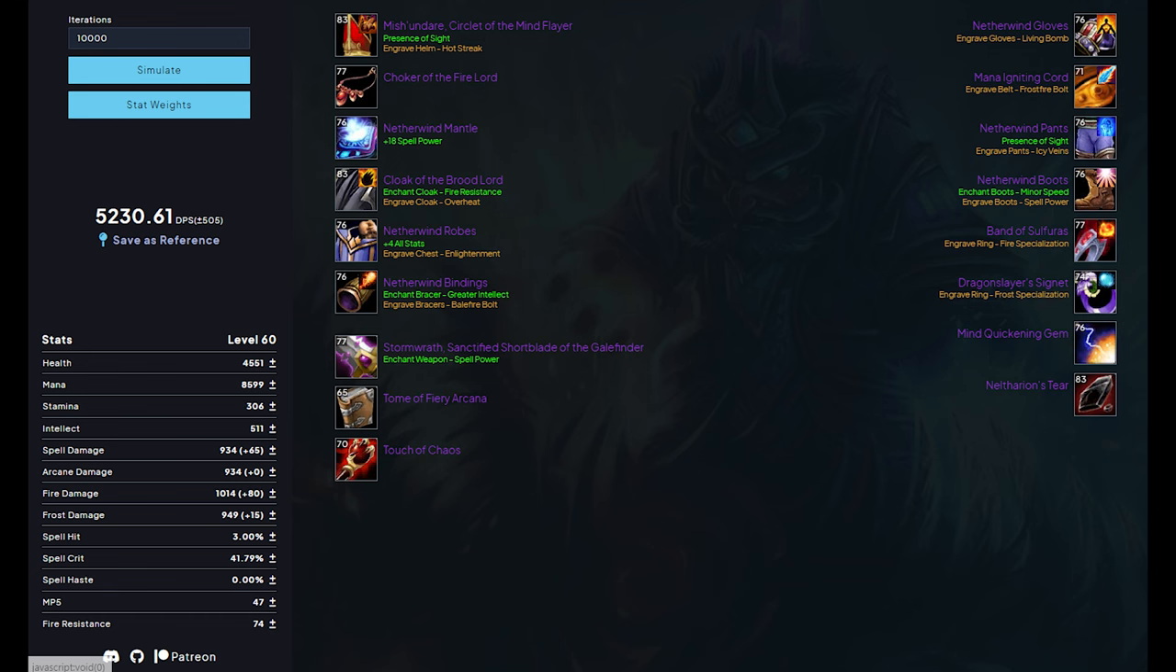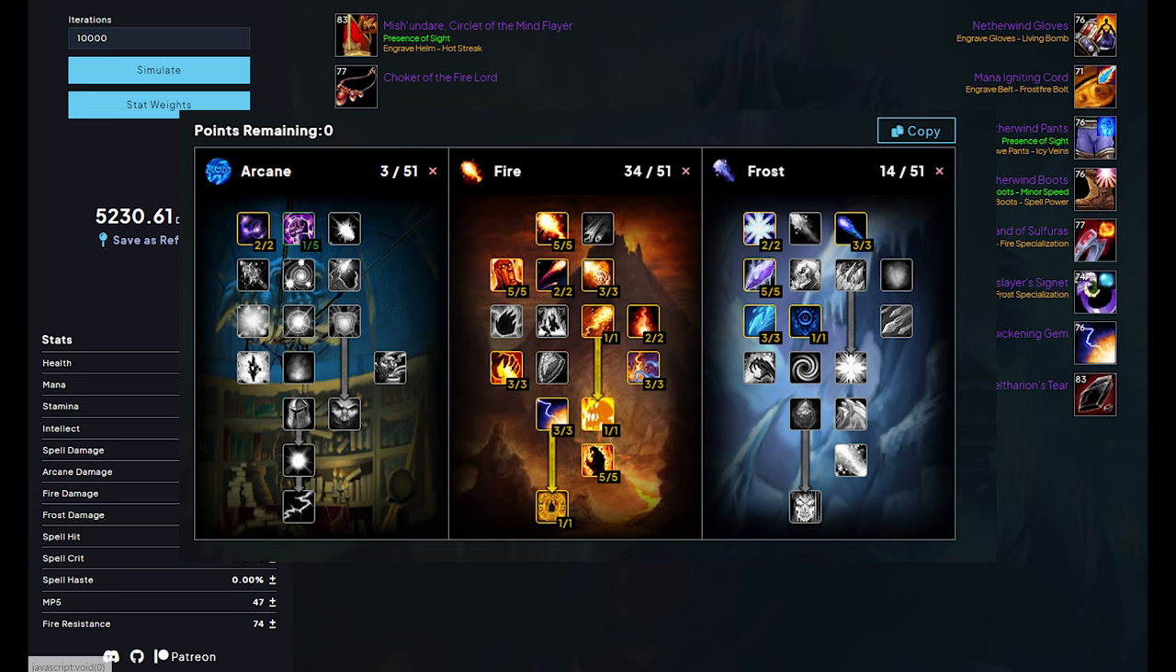For talents, it's basically the same as the Standard Fire build. You should put 5 points into Improved Fireball instead of Impact though, since we are using Fireball with this build.